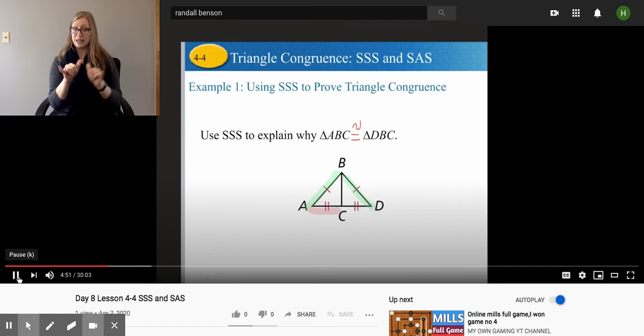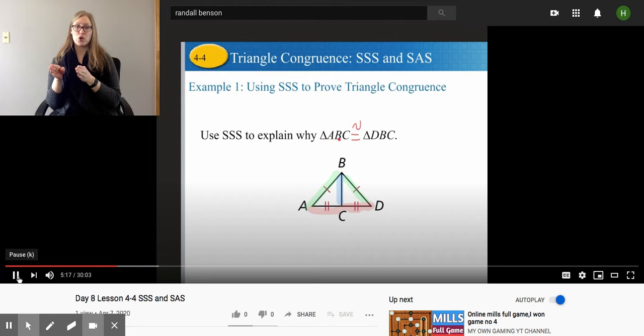And then AC with two tick marks is going to be the same length as DC. And then the third side is BC, and that's in both triangles. So that's that idea where it's going to be the same length as itself, which is a somewhat strange idea, but it seems to be true, right? And so let's start with the same order that the triangles are named.